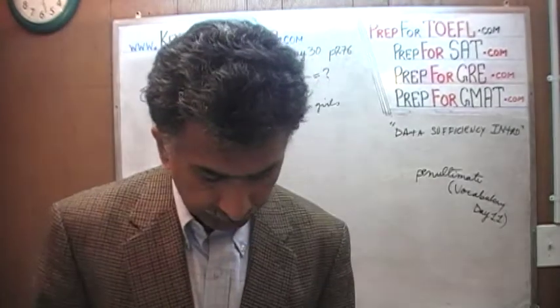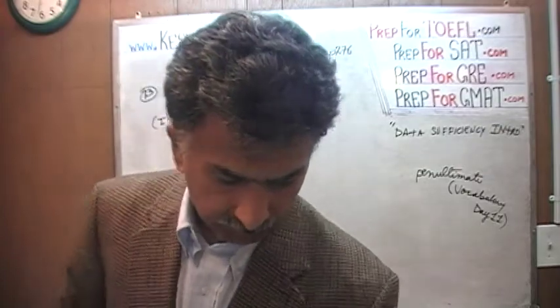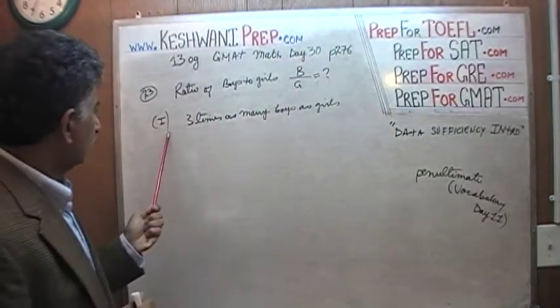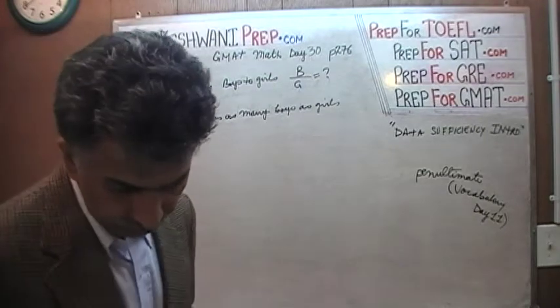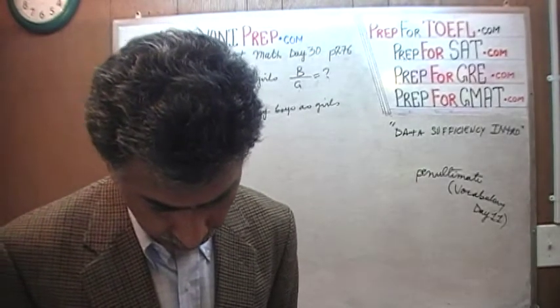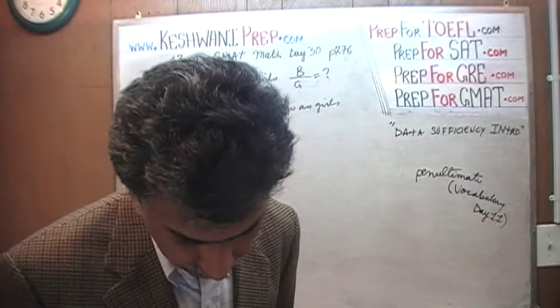Let's take a look at the problem here. It says, in Mr. Smith's class, what is the ratio of the number of boys to the number of girls? They're simply looking for the ratio of boys to girls, boys over girls. In the first statement they tell us that there are 3 times as many girls as boys. This is wrong. I misread it.